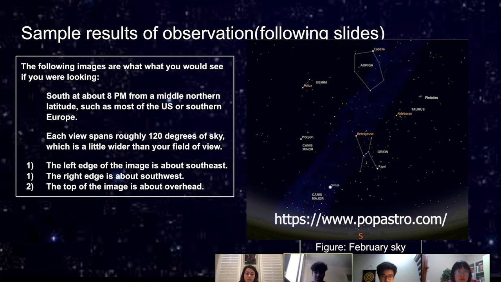Sample results. So this is what you would see if you're looking south at about 8 p.m. from middle northern latitude, such as most of the US and southern Europe. Note the location of the Castor-Pollux Gemini constellation. It's important.